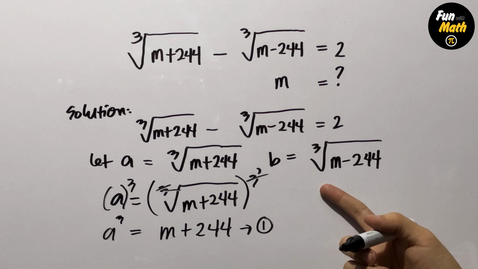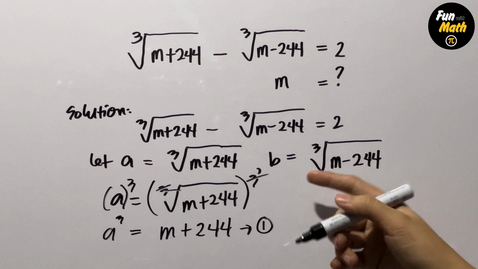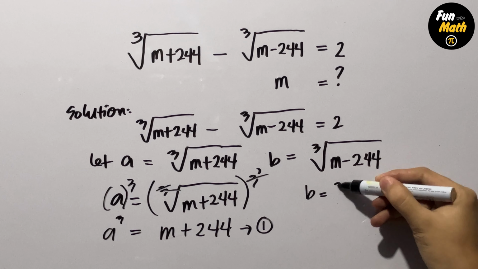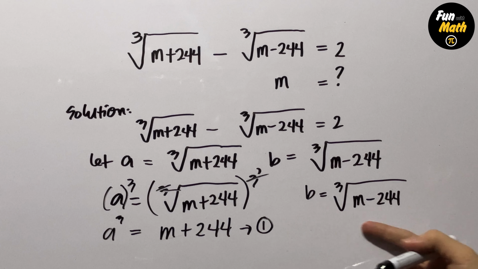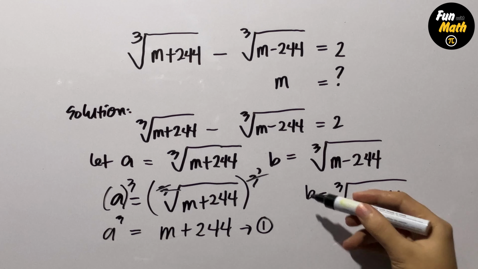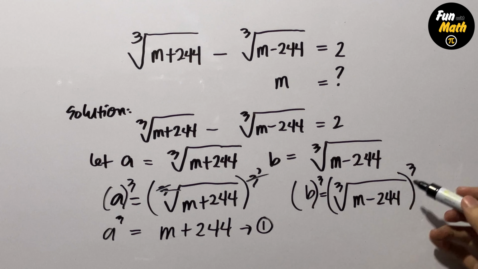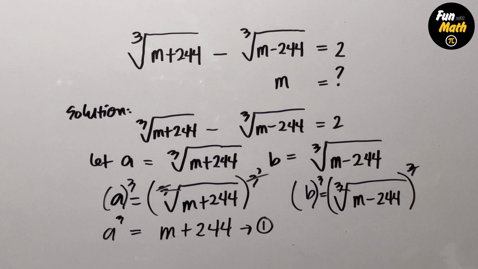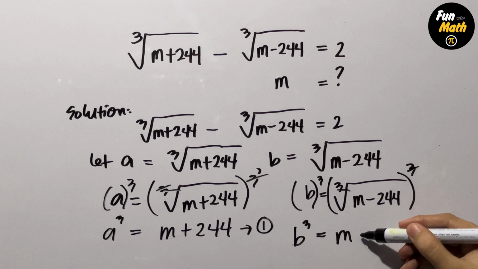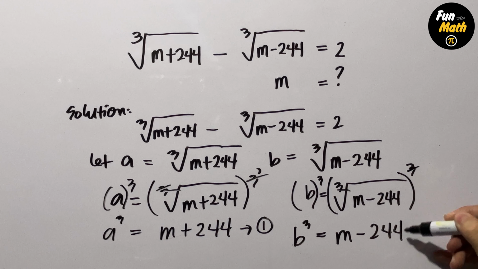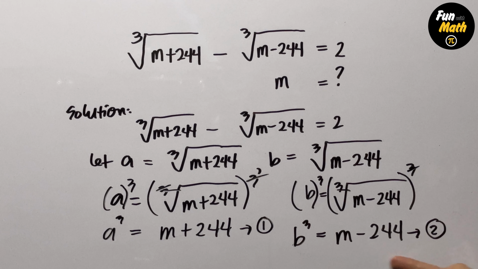Next is for b. b is equal to cube root of m minus 244. Let's bring down. For this, we can insert a power of 3 both sides. Same to remove the cube root. So we have b cubed is equal to m minus 244. And this is our second derived equation.